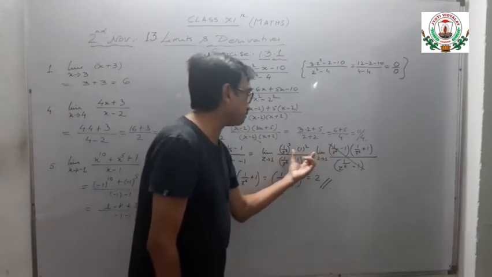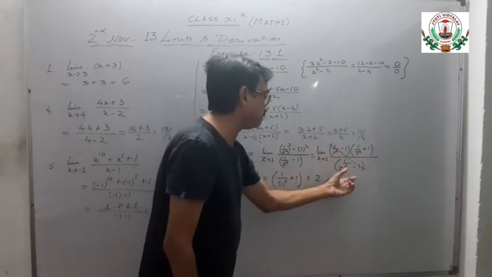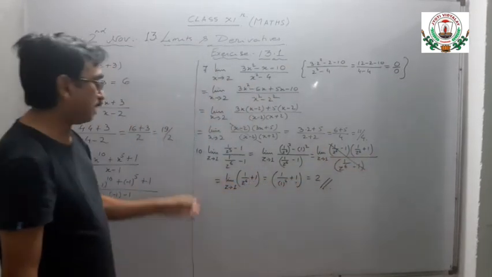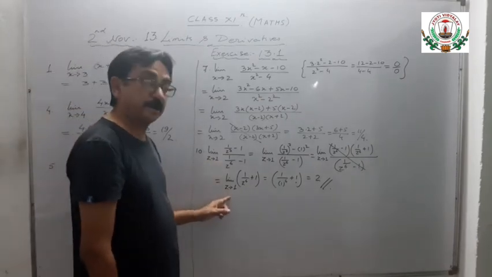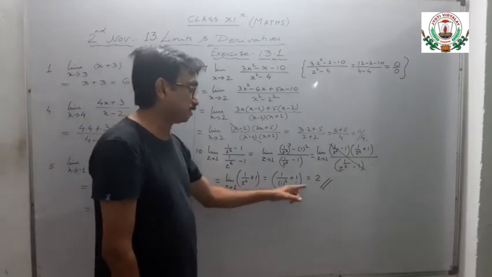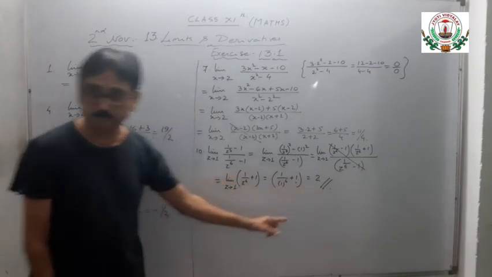So a square minus b square is (a minus b)(a plus b), the common factor is cancelled out, and after getting the simplest form of this function, we substitute the value z equals 1, and we get our final answer as 2.